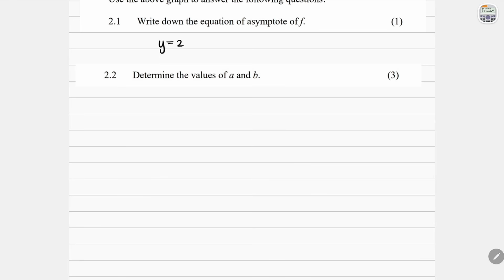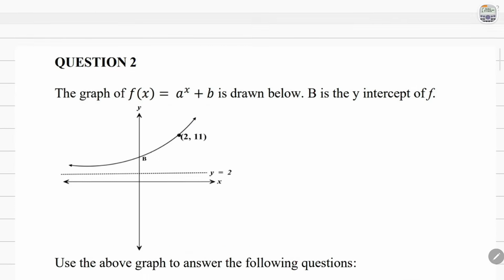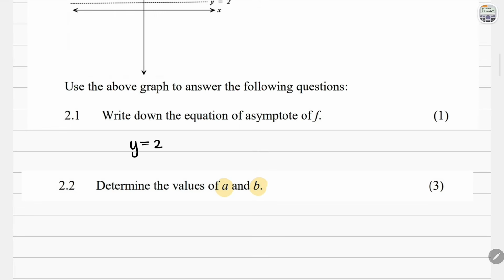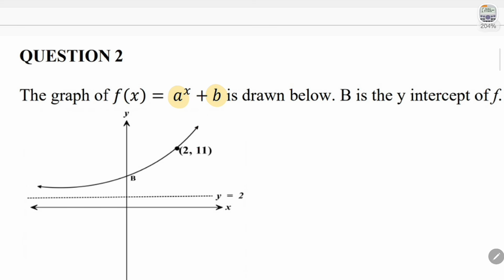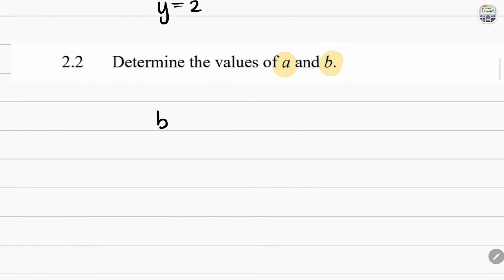Question 2.2 says, determine the values of a and b. Okay, and a and b are in the equation of f. So there are two things you need to find, meaning they need to give you two pieces of information. From the previous question, you see that you know what the asymptote of f is. It's y equals 2. Okay, that asymptote value, you need to remember where it goes in your exponential function. As written here, we have y or f of x is equal to a to the power of x plus b. This b value, that is your horizontal asymptote. So that value we had was 2. So that is the value of b. b is simply equal to 2.